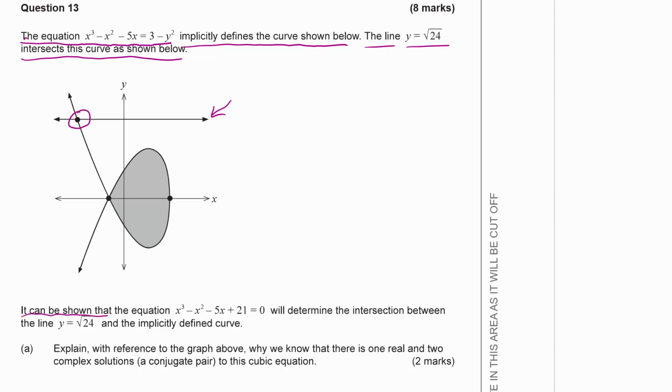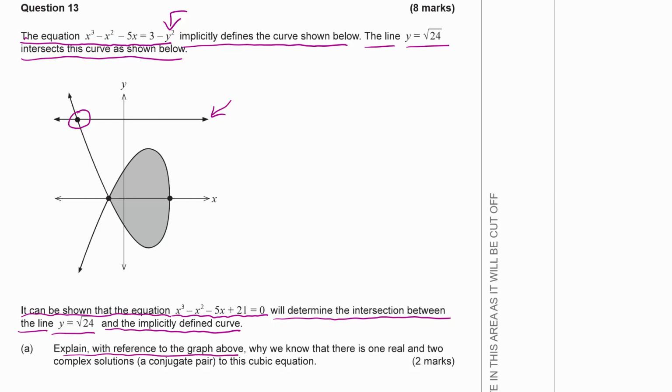It can be shown that the equation x cubed minus x squared minus 5x plus 21 equals 0 will determine the intersection between the line y equals the square root of 24 and the implicitly defined curve. And that will just be by substituting the square root of 24 into here.